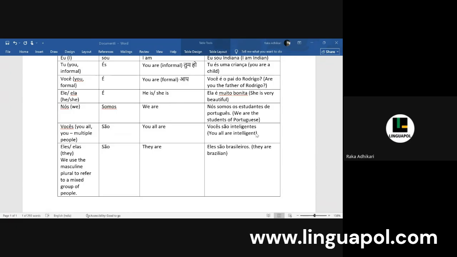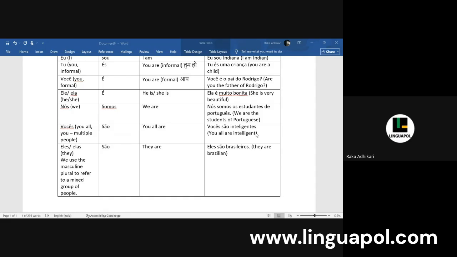Then lastly, we have eles and elas. Eles, elas, são. Same conjugation. Eles, elas, são. Means they are. For example, eles são brasileiros. They are Brazilian. Now, regarding the word eles, elas, for the same word which is they in English, they means वे सब. English में एक ही word है they, but in Portuguese we have two different words. One is masculine, one is feminine. Eles is masculine and elas is feminine.